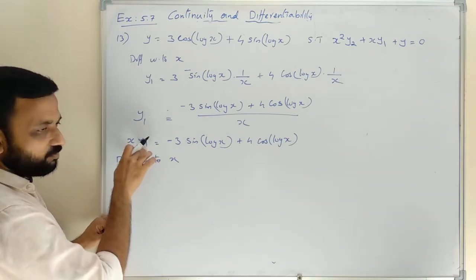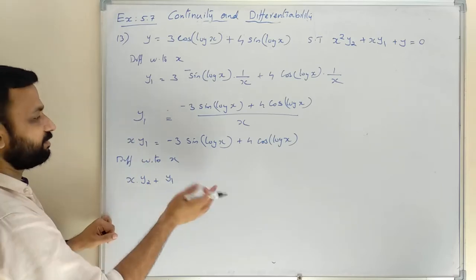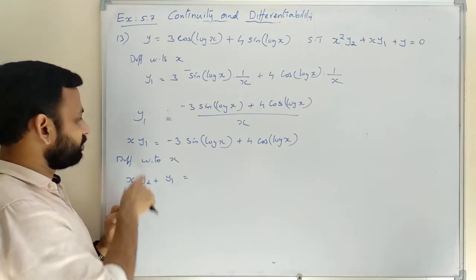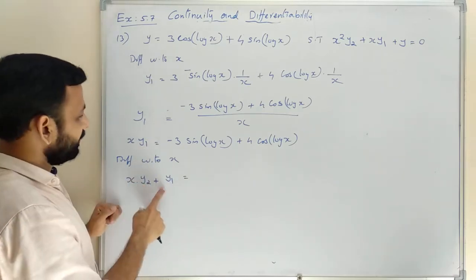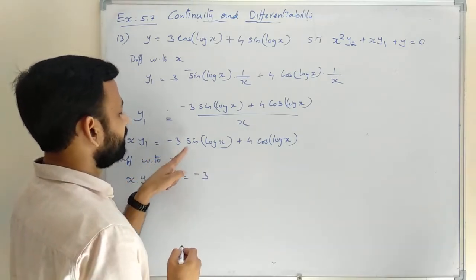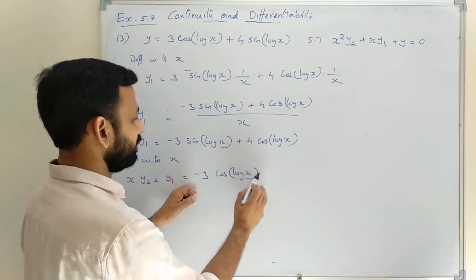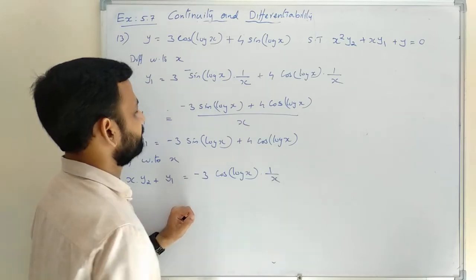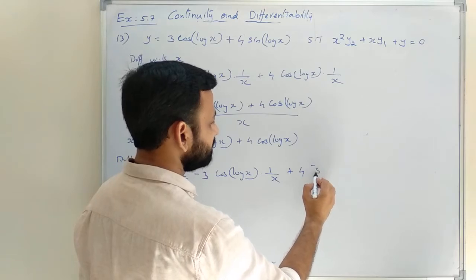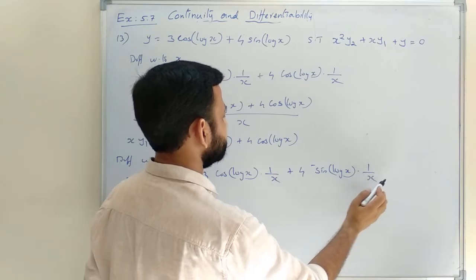x into derivative of y1, that is y2, plus y1 into derivative of x with respect to x, that is 1. So x into derivative of y1, that is second derivative, that is y2, d square y by dx square, plus y1 into 1. Then again minus 3 into derivative of sine, that is cos log x, into derivative of log x, 1 upon x, plus 4 into derivative of cos, minus sine log x, into derivative of log x, 1 upon x.